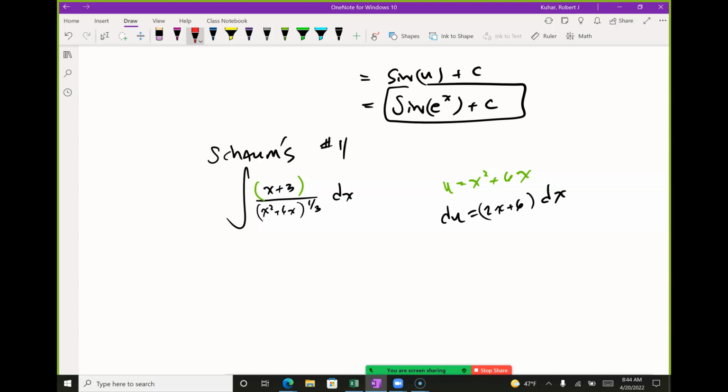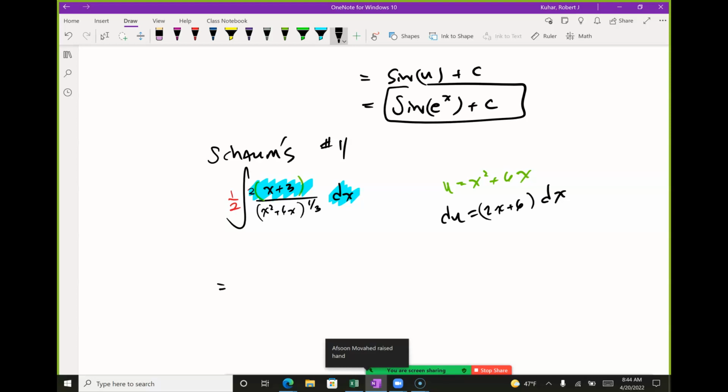Combining u, multiplying by 2. I multiply by 2, so I have to undo that. I multiply by 1/2. Now, upstairs, I have 2x plus 6, and I have my dx, so that part is du.